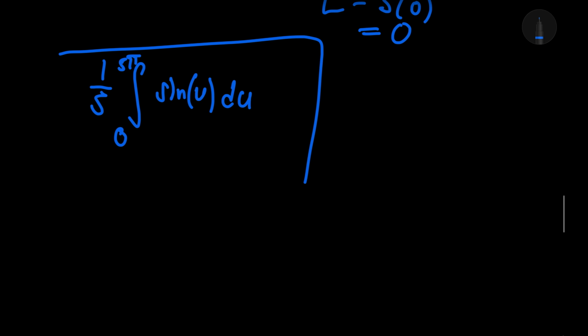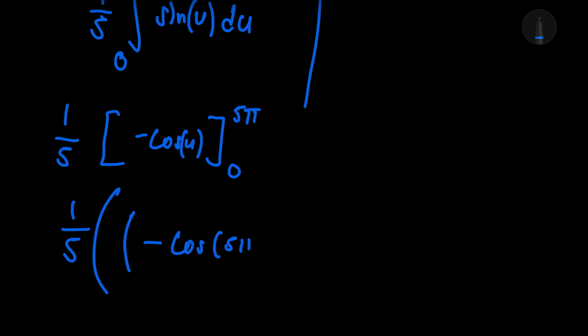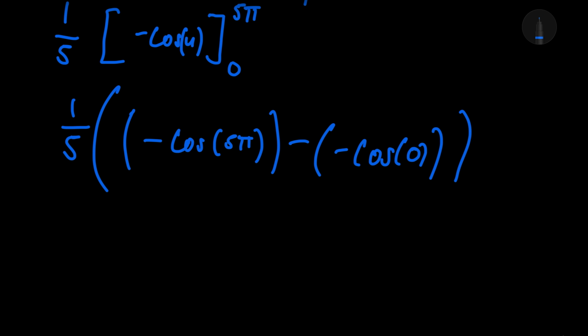So in this case, we'll get 1 over 5, and then we don't put c, we put the bracket, so we get negative cosine u, and then close bracket from 0 to 5 pi. Now we can plug in our values. Remember, 1 over 5 stays outside. Then we put another bracket: negative cosine 5 pi, minus negative, and we remember to put the brackets, they're really important, cosine 0, and then we close the bracket.